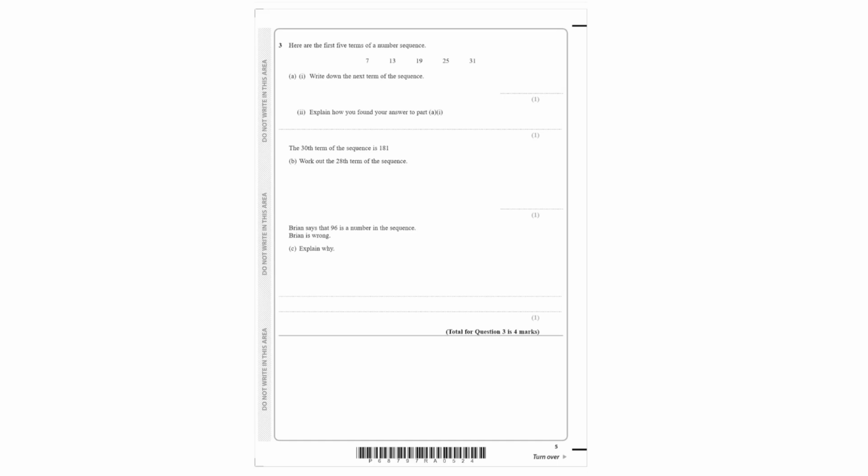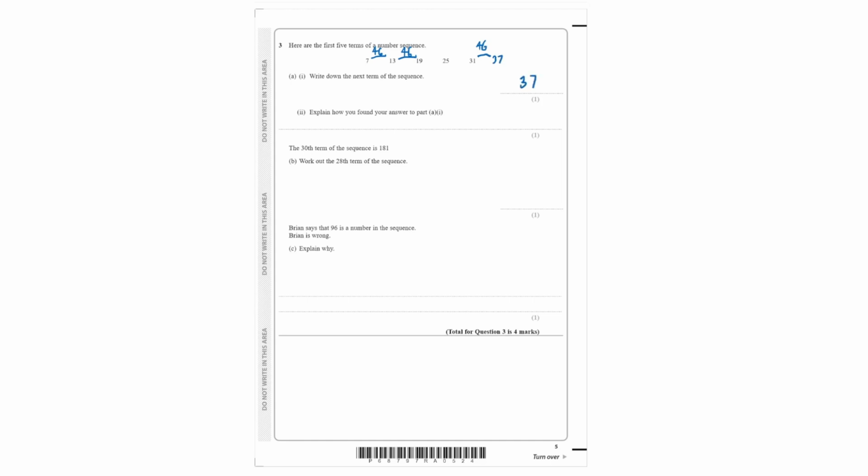Question 3. Here are the first 5 terms of a number sequence. Write down the next term of the sequence. We can say that the difference between 13 and 7 is plus 6. And we can say that the difference between 19 and 13 is plus 6. So we can assume that the next value will simply be 31 plus 6, which is 37.